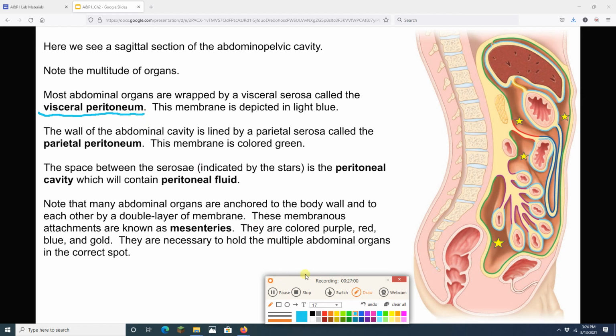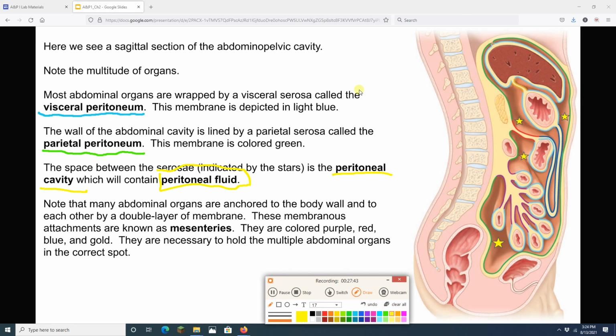Then if we go out a little more, I want you to notice this green line a little farther out. This green line, kind of against the abdominal wall, against the inferior surface of the diaphragm, against the posterior abdominal wall as well, is known as the parietal peritoneum. Now in between them, we have space. You see some yellow stars I've put in here to indicate that space. And that space is the peritoneal cavity, which will contain the lubricative fluid known as peritoneal fluid.